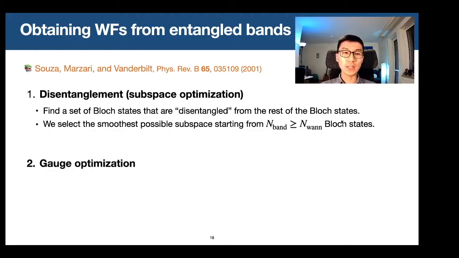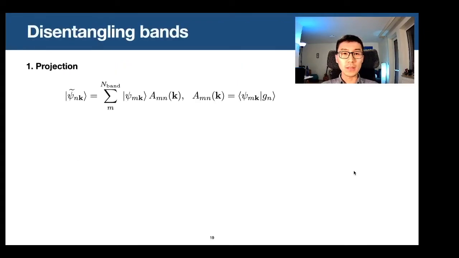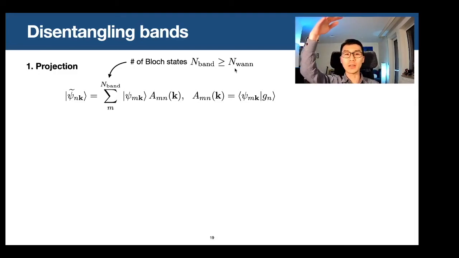I'm going to tell you more detail later. Anyway, once you finish this disentanglement, we proceed to gauge optimization, and this is basically the same as the previous step for insulators. So for disentangling the bands, we first start with the projection of the initial guess of the Wannier functions onto Bloch functions. But the number of Bloch states should be larger than the number of Wannier functions. So our idea is that we start from a somewhat larger number of Bloch functions, and we reduce them to the number of Wannier functions at the end of the calculation.